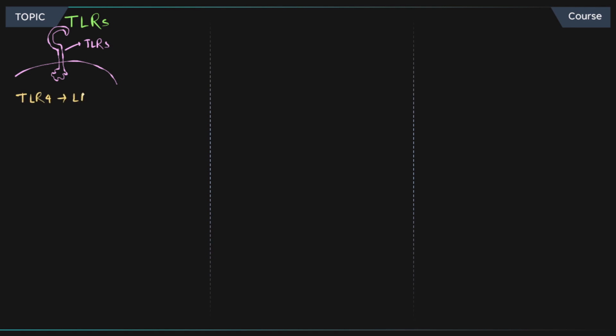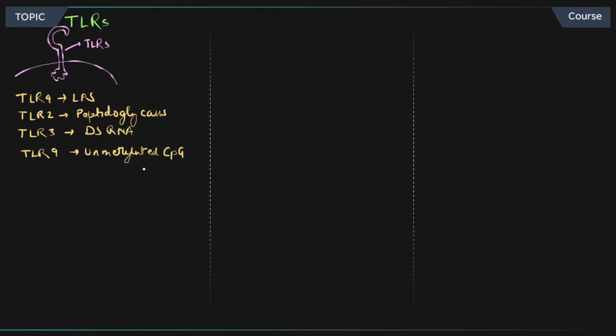TLR4 will detect lipopolysaccharide. You need to remember that. TLR2 will detect peptidoglycan, which is present in the cell wall of bacteria. TLR3 will detect double-stranded RNA. Okay, these are the ligands for these TLRs. TLR9 will detect unmethylated CpG-rich DNA. So there are specific ligands for specific toll-like receptors, and based on that, our immune system will work.